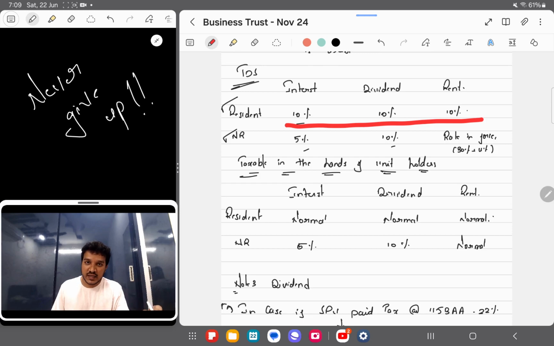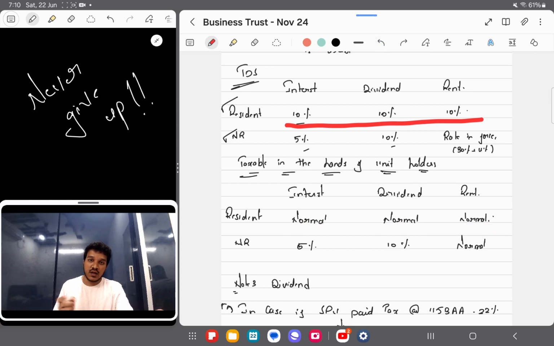10% in all the three cases. Either it is interest, dividend, or rent, it is 10%. But ultimately, when it comes to tax liability in the hands of unit holders, they have to pay as per normal tax rates. Okay, so this is clear.